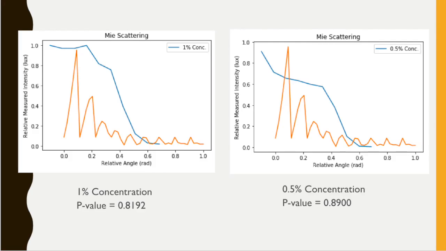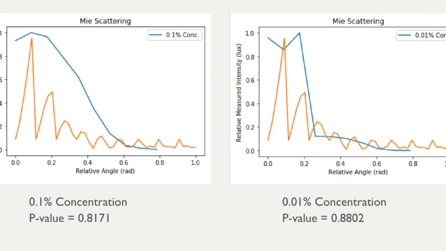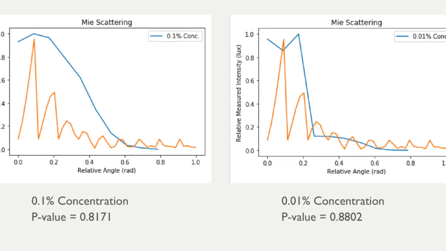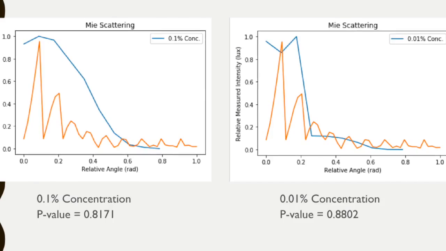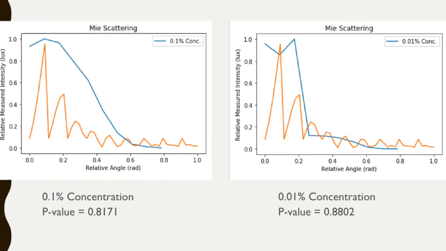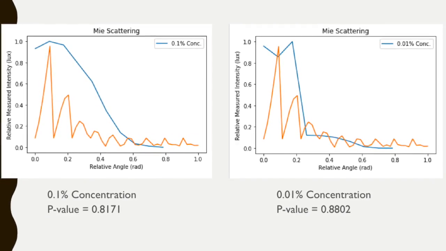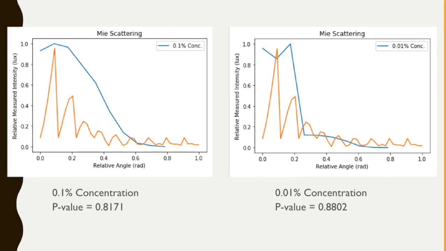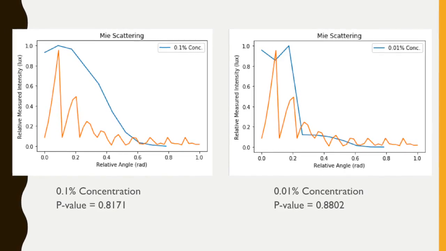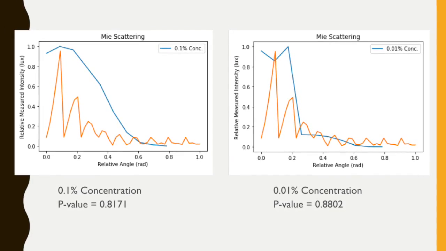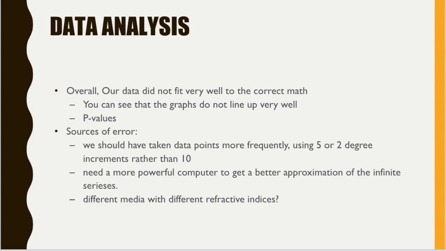The second graph is for our 0.5% milk concentration, and it was a slightly worse fit at a p-value of 0.89. Continuing on with these two graphs, you can see the 0.1% concentration and the 0.01% concentration. We got p-values of 0.8171 and 0.8802 respectively.